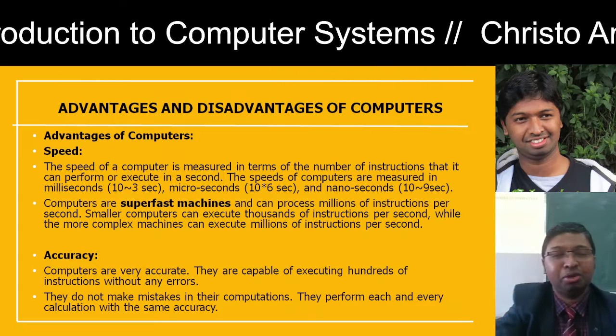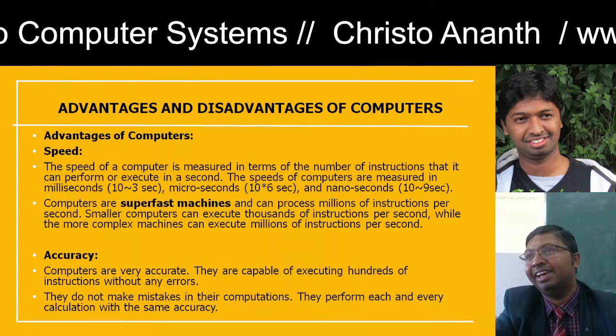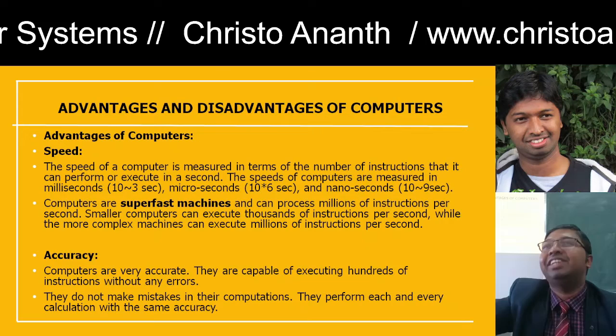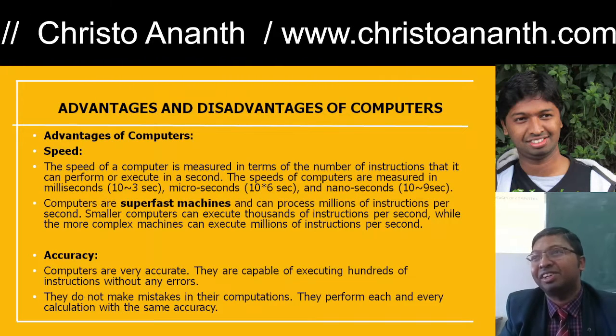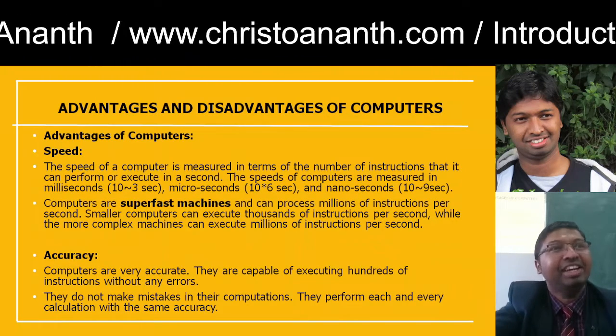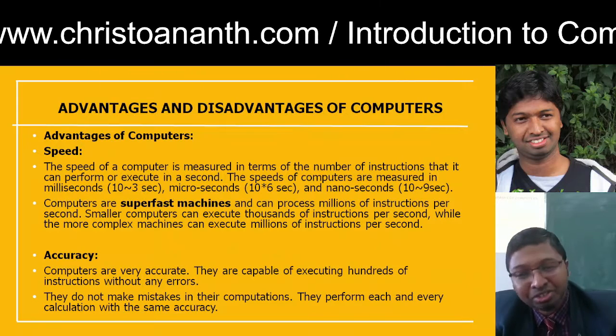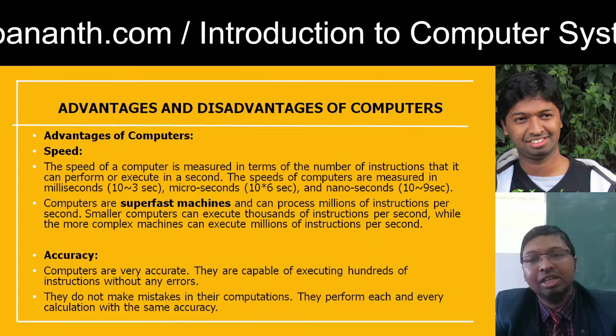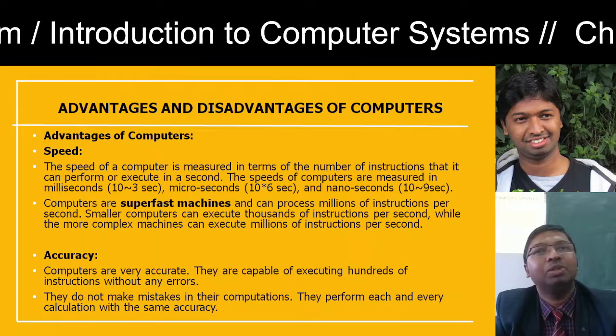For example, you press Control plus P. It will not save the document. It will print the document. So whatever instruction you have given, it will process. They do not make mistakes, and of course they perform every calculation with the same accuracy.